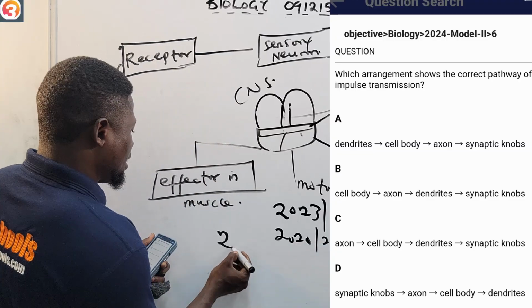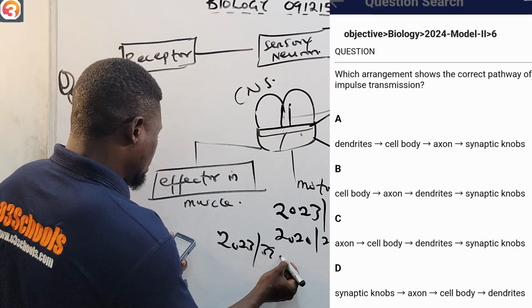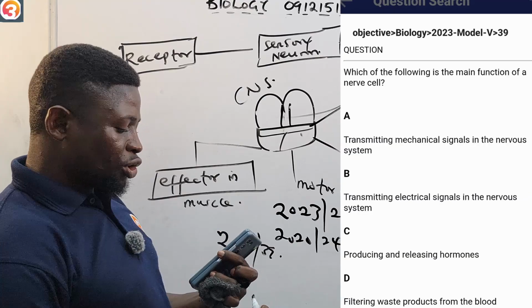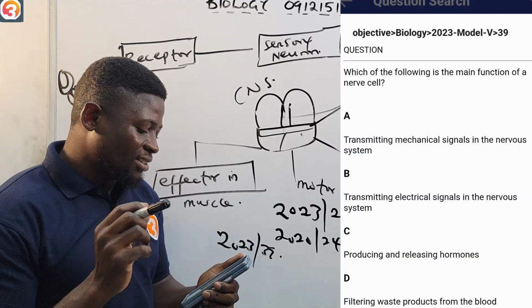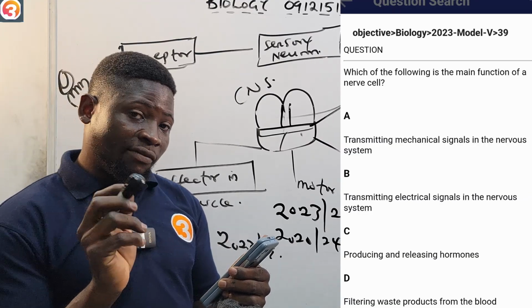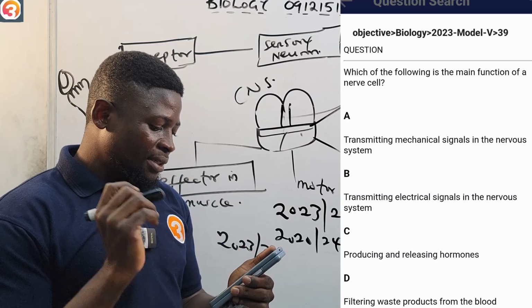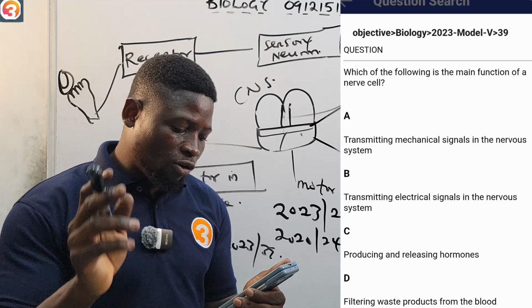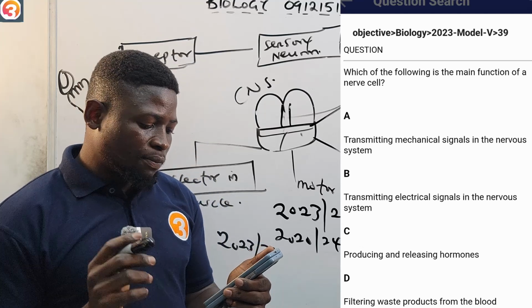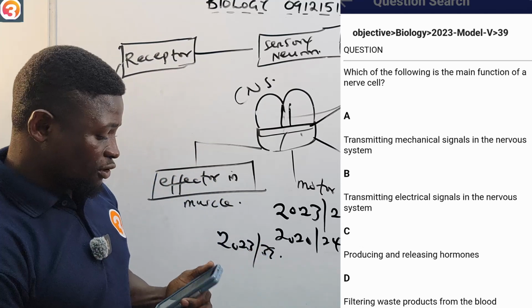2023, number 39. It says, which of the following is the main function of nerve cell? A says transmitting mechanical signals in the nervous system. B says transmitting electrical signals in the nervous system. C says producing and releasing hormones. D says filtering waste product from the blood. Tell me the answer in the comment section.